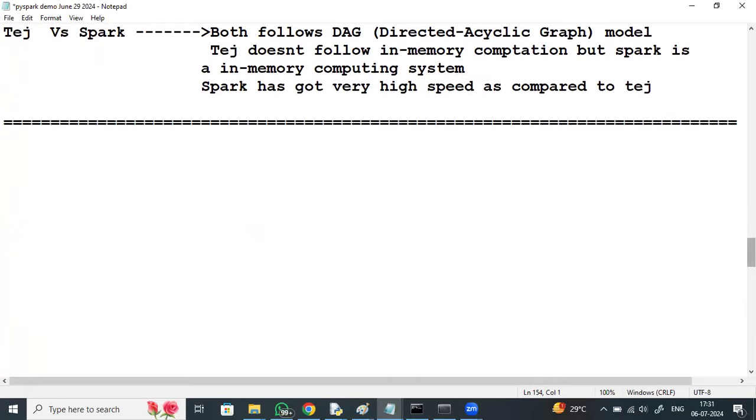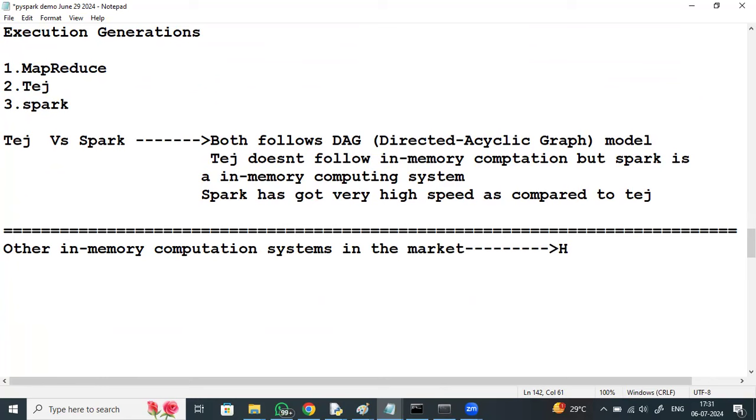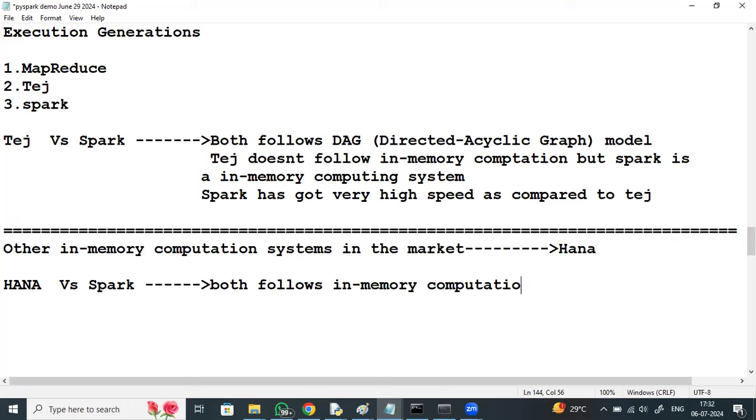Can you name any other in-memory computing systems in the market? Only Spark, or do you have any other in-memory computing systems? We have heard about HANA, SAP HANA, right? It is also in-memory computing. HANA and Spark both follow in-memory computation, right?